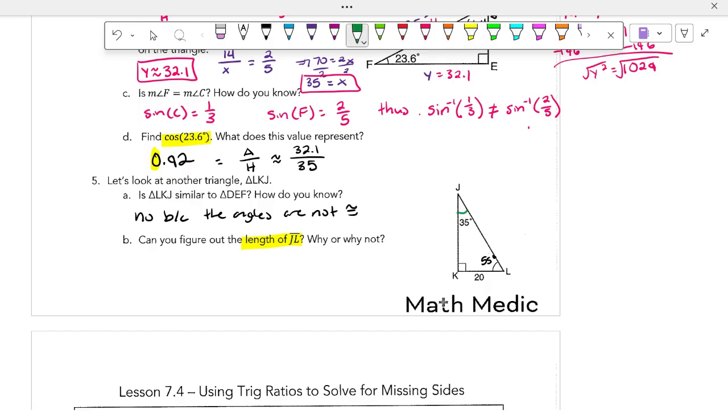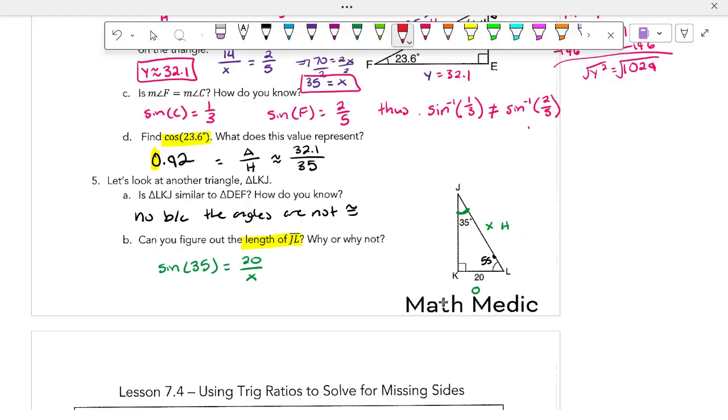So if I wanted to find JL, still using the angle that they gave us, how could I find it? I can do what? Couldn't I use the trig ratio? Yep. And it'll be sine of 35. So this is opposite over hypotenuse. So if we do sine of 35 is equal to 20 over x. So we did this a lot last week. How do I find it?